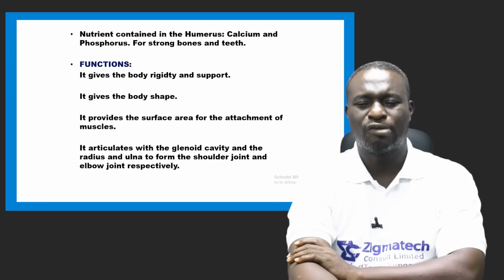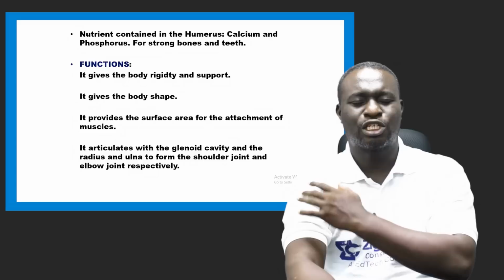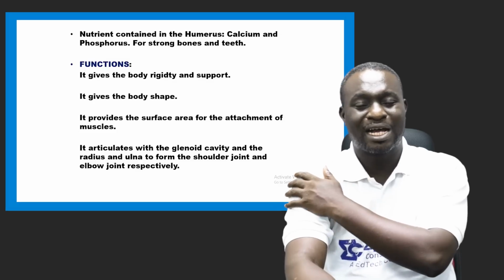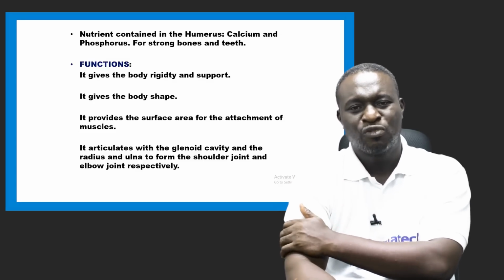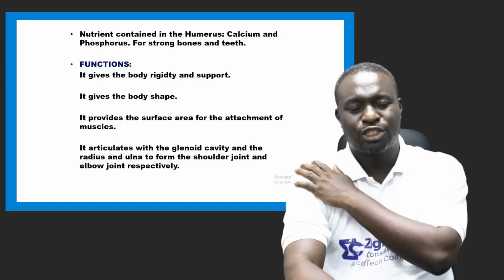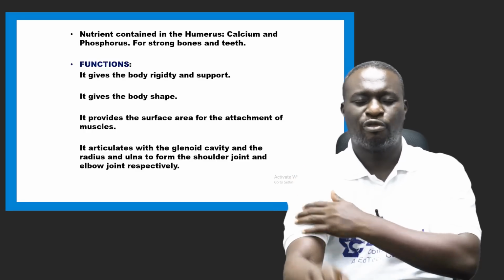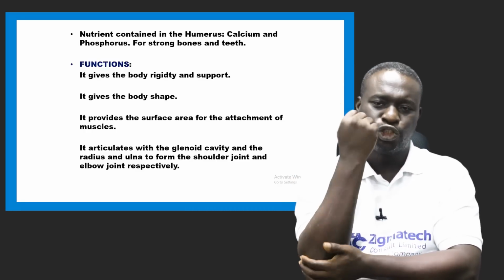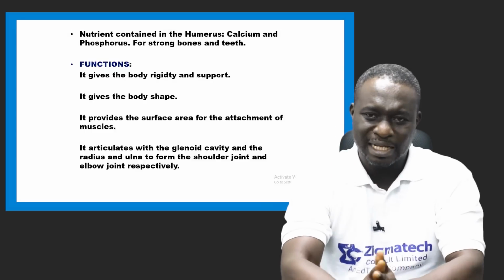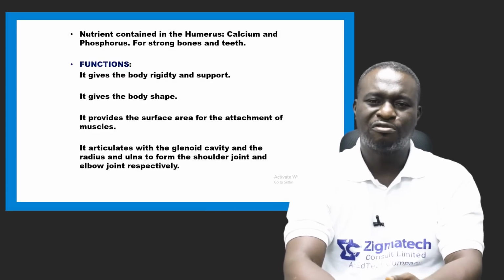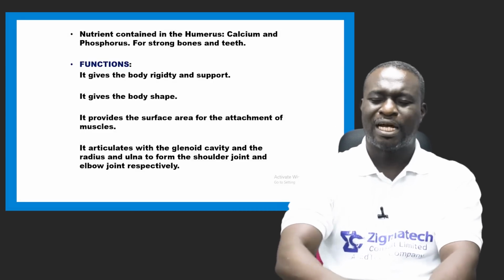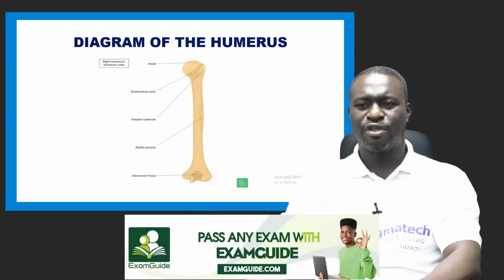Number 4 function of the humerus is that it articulates with the glenoid cavity of the scapula to form the shoulder joint, and also it articulates with the radius and ulna to form the elbow joint. Okay, so these are some of the functions of the humerus. Now let's take a look at the structure of the humerus.